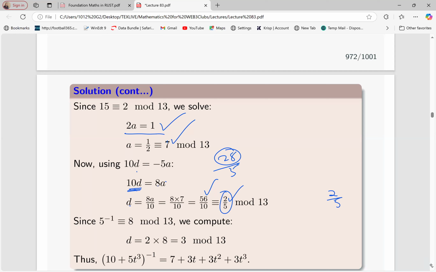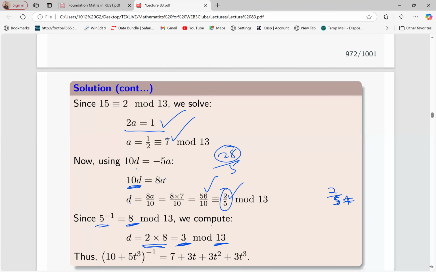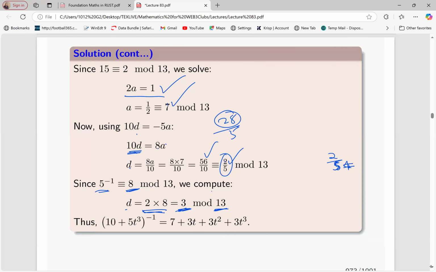over something, you never have a denominator. The code is doing the inverse of this mod 13. So the inverse of 5 mod 13 is 8. So the code computes that and then says, therefore, D is 2 times this inverse, which is 16 mod 13. That will be 3. 16 mod 13 is 3. Now, so D is 3.